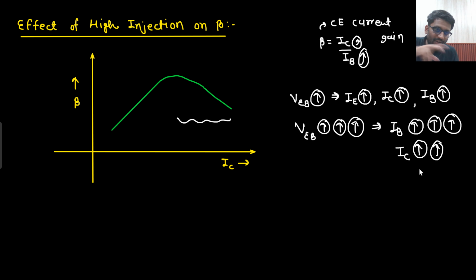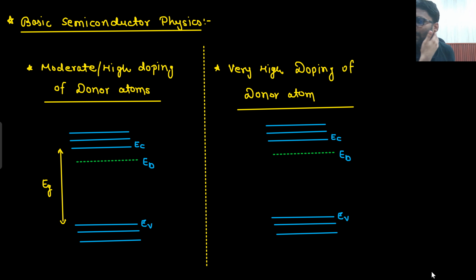So here I have made 2 arrows, here I have made 3 arrows. So IC is increasing less, but IB is increasing much more. That means effectively your beta will come down. So this is high level injection; at high injection, this will happen. This is the graph of beta versus IC. Another graph would be beta versus doping concentration. That graph we would see, but before that we need to understand some basic semiconductor physics.